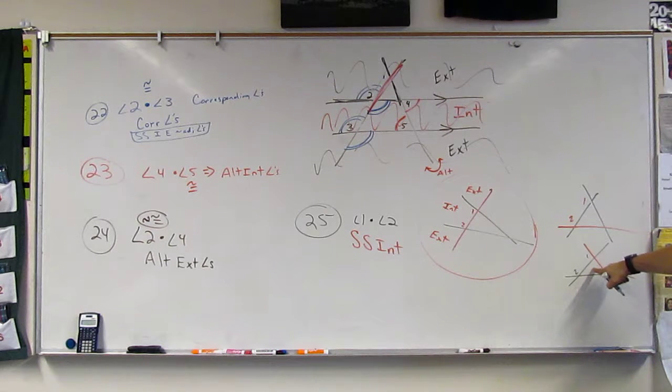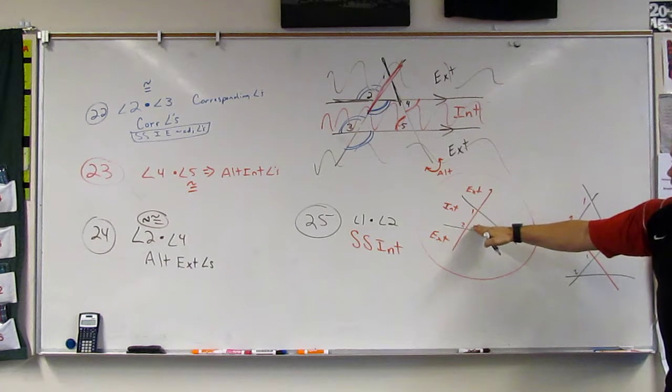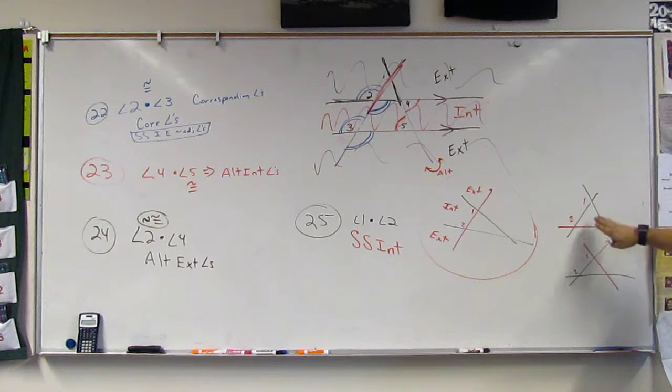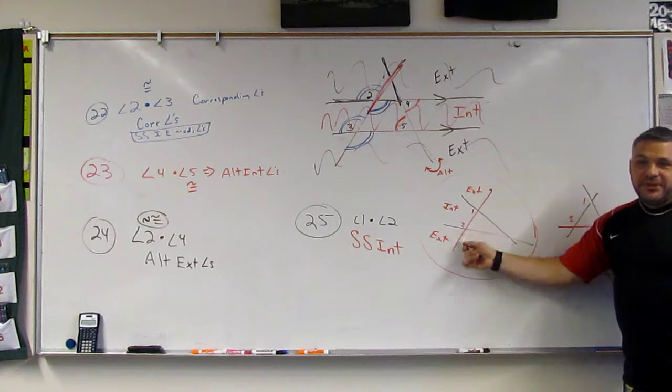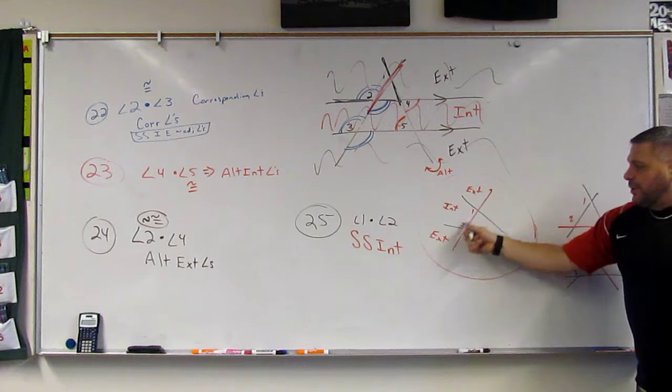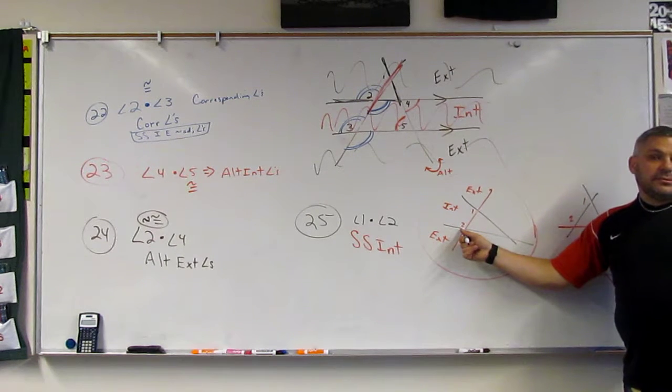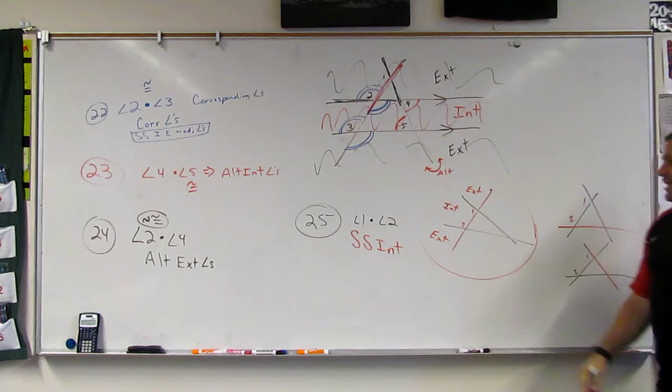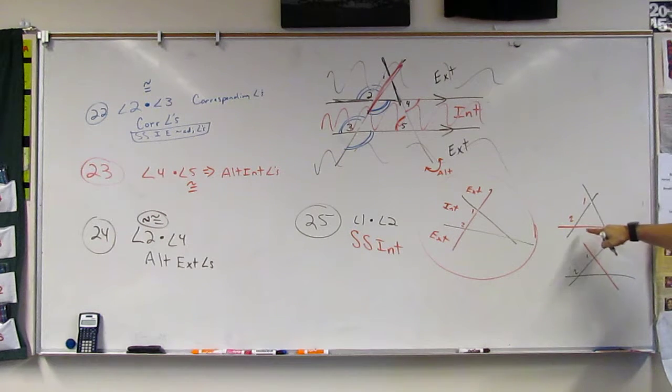Okay? So this is the only one that we could actually name. I can't name this because 1 and 2 have nothing to do with the transversal together. But together they're part of the transversal here, and in this case they're both interior and they're same side interior. In this case, one's interior and the other one's, I don't know, because we're looking at these guys. Okay?